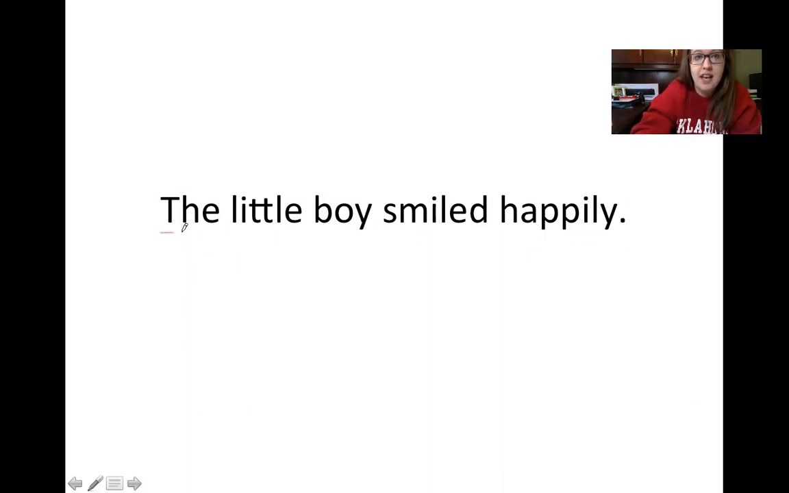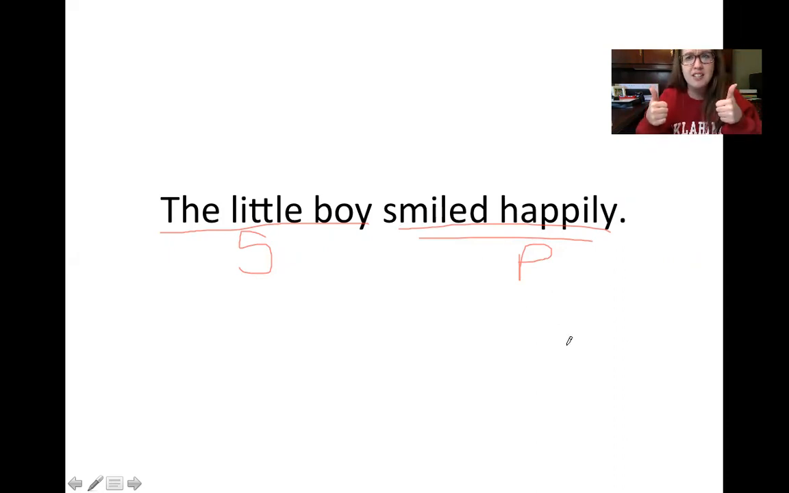You should have said the little boy is our subject because that tells us who the sentence is about, and what is the little boy doing would be our predicate. Smiled happily would be our predicate. This tells us what the little boy is doing in our sentence. So here we have a subject and we have a predicate. Do we have a good sentence or a bad sentence? Do we have all the parts that we need? I see a subject and a predicate, which means we have a good sentence. It is good to go.